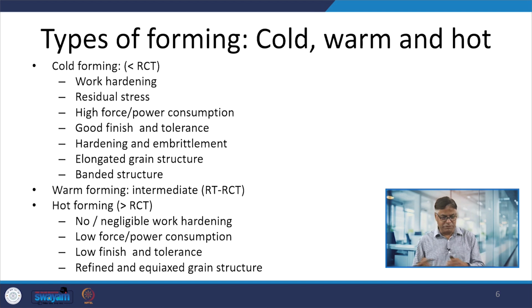That is the kind of thing which will be absent here. So, the work hardening tendency or the strain hardening exponent is 0. There is no hardening when the hot forming is carried out. So, no or negligible work hardening.